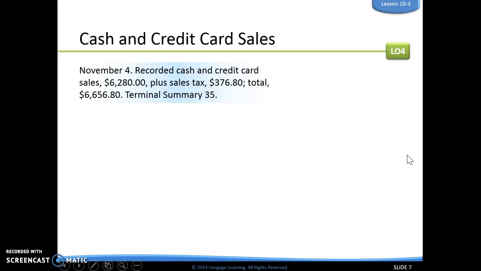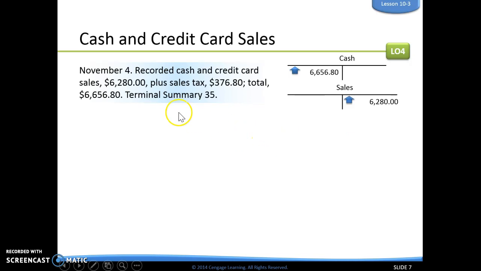First transaction, November 4th, we recorded cash and credit card sales, $6,280 plus sales tax of $376.80 for a total of $6,656.80. Terminal summary 35. So what we're going to do is we're going to debit cash for the total amount. So this was the total amount that we received. That is what we debit cash for.